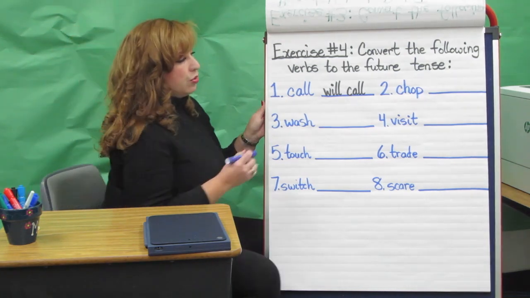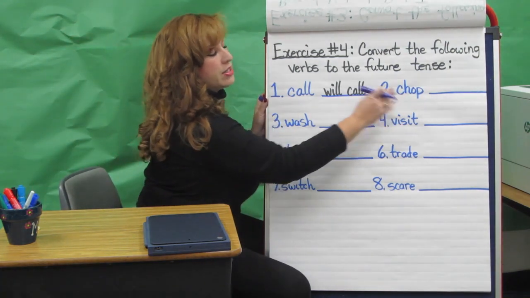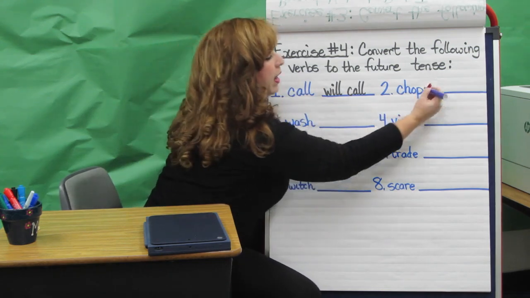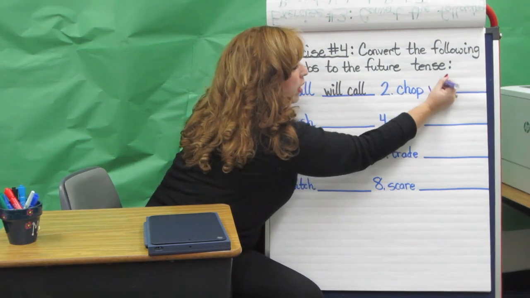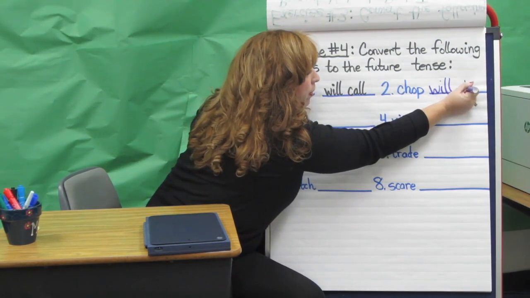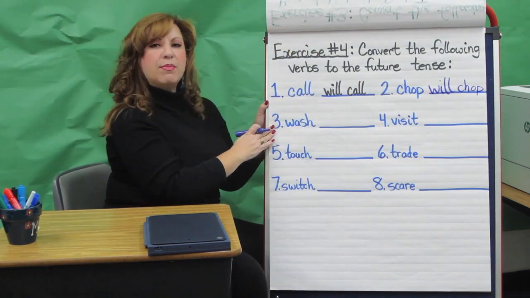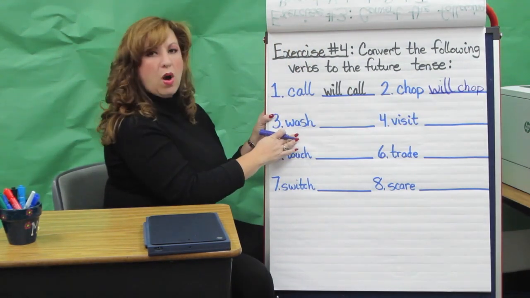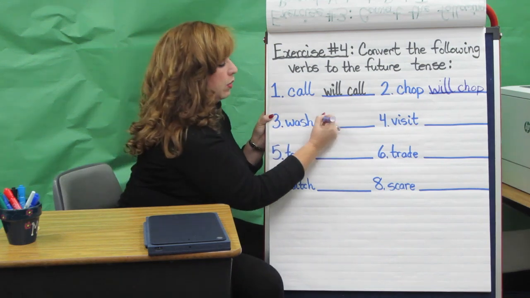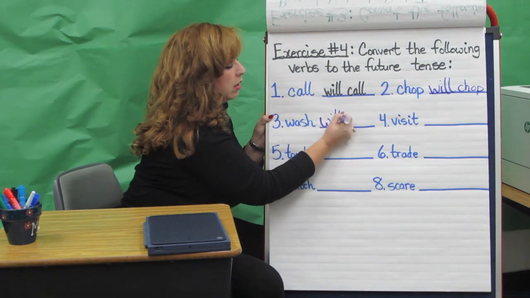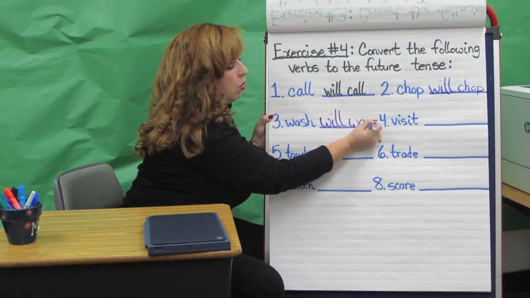So in number 2, the word is chop. We will add will chop. In number 3, we have the word wash. We will add will wash.